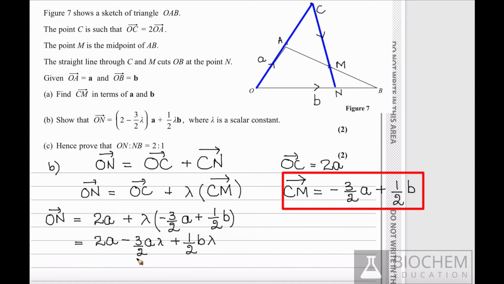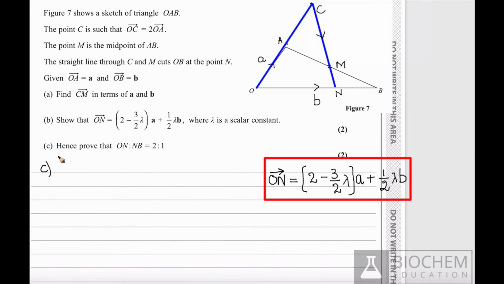Here are two terms with a in them. So therefore we can write this as brackets 2 minus 3 over 2 lambda, bracket close, a on the outside, plus half. And in order to just make it look exactly like that, we can just bring the lambda in front and write this as lambda b. So we have shown to the examiner that ON vector can be written like that.